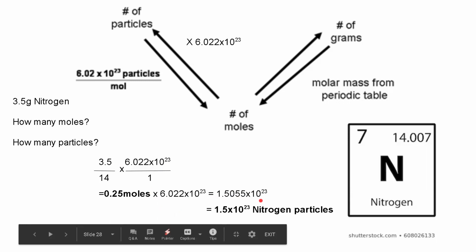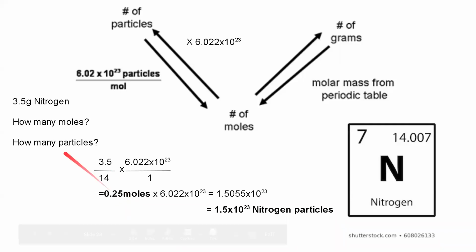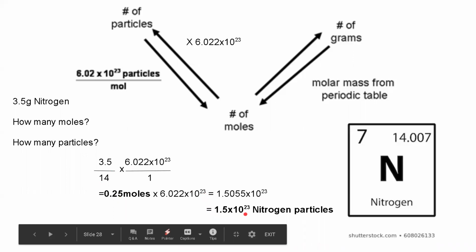1.5055 times 10 to the 23rd. And we have to use sig figs because we didn't practice that for nothing. 0.25. Wait, does that have 2 or 3? Either way, the answer would be 1.5 times 10 to the 23rd nitrogen particles. So that's how many particles there are, and that's how many moles there are.